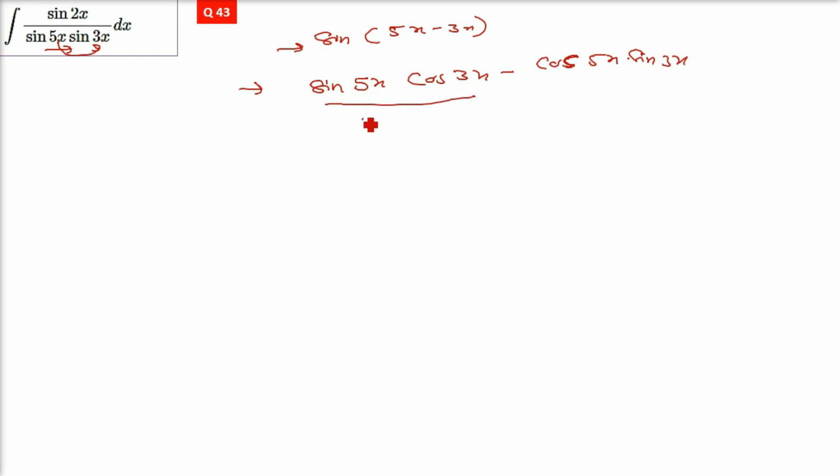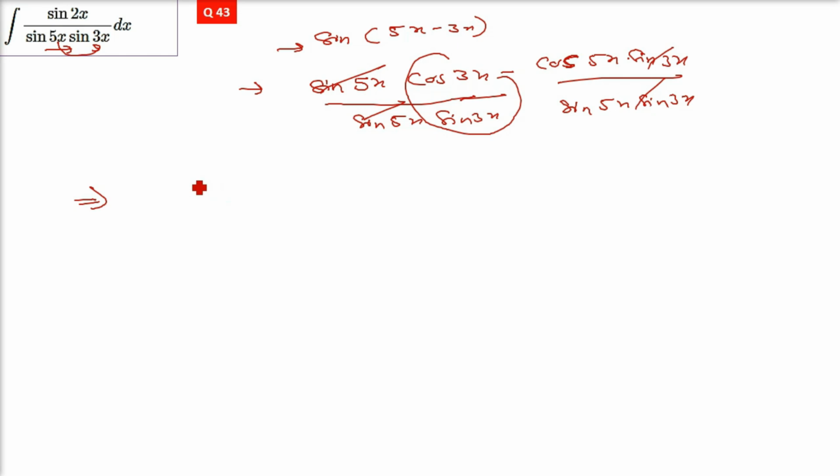Sin 5x, sin 3x. Now take them separately, that is, take the denominator with each term, sin 5x and sin 3x. Now just cancel those terms which are common. So you will get cot 3x minus cot 5x. Cos x by sin x is cot x. See, cos by sin is cot. Sin by cos is tan.